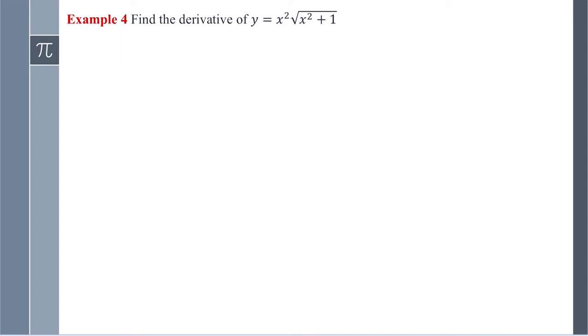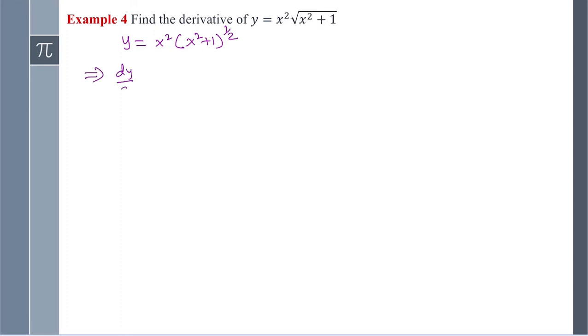Now let's look at this question where we have to use the product rule and chain rule, both, okay? Before I start doing the derivative, let's rewrite this function as y equals x squared times (x squared plus 1) to the 1/2. So let's change that square root into an exponent. Now let's go ahead and find the derivative.